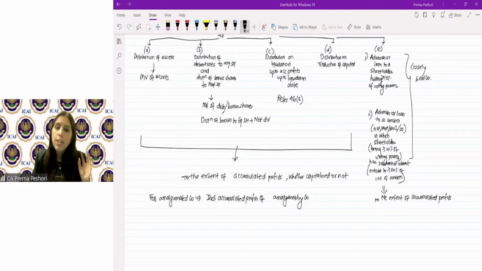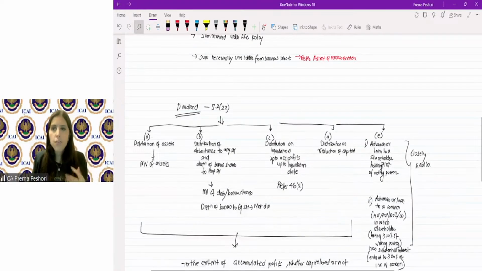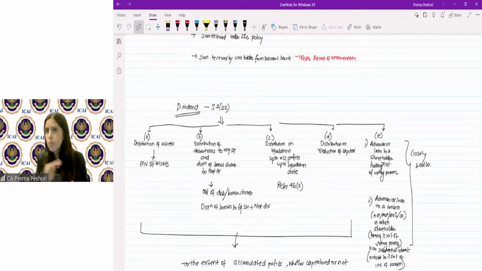Now let's talk about the advances or loans to the shareholders. See, we have already covered distribution of assets. There is nothing major here. You just distribute the assets to any shareholder. It will be deemed dividend to the extent of accumulated profits. Or you issue debentures to the equity shareholders, or you distribute bonus shares to the preference holders. That is again considered deemed dividend.